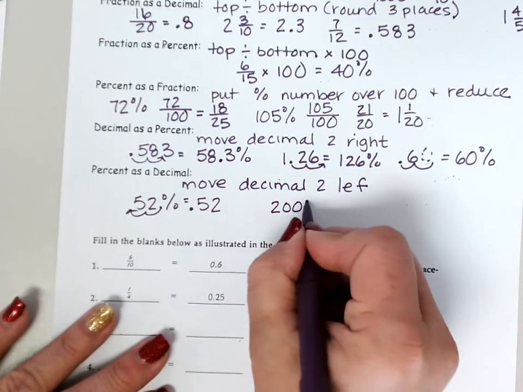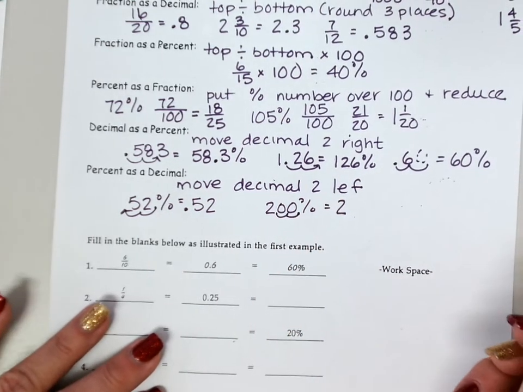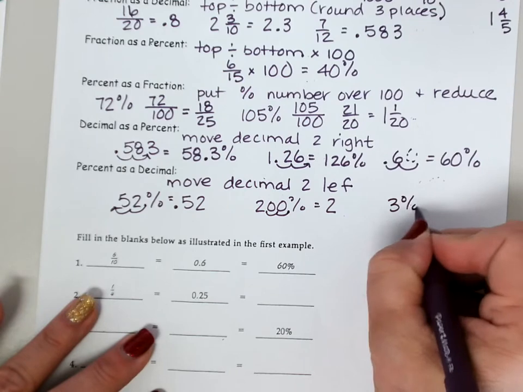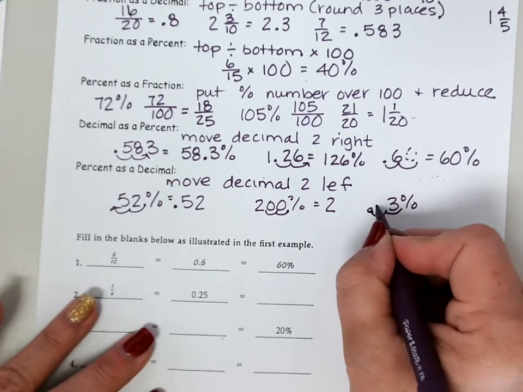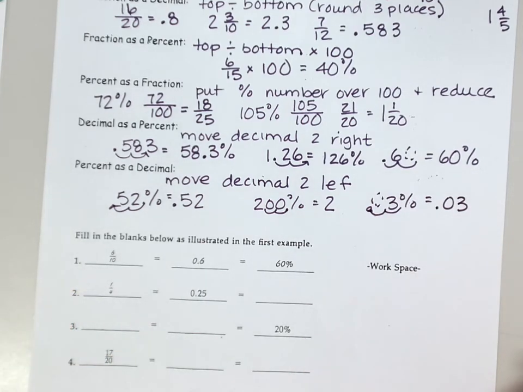If I have 200%, I'm still going to start at the back and move it, and that would be just a 2. If I have 3%, I still have to move it 2 places, so just like the other way, I have to add a 0, and that'd be 0.03.